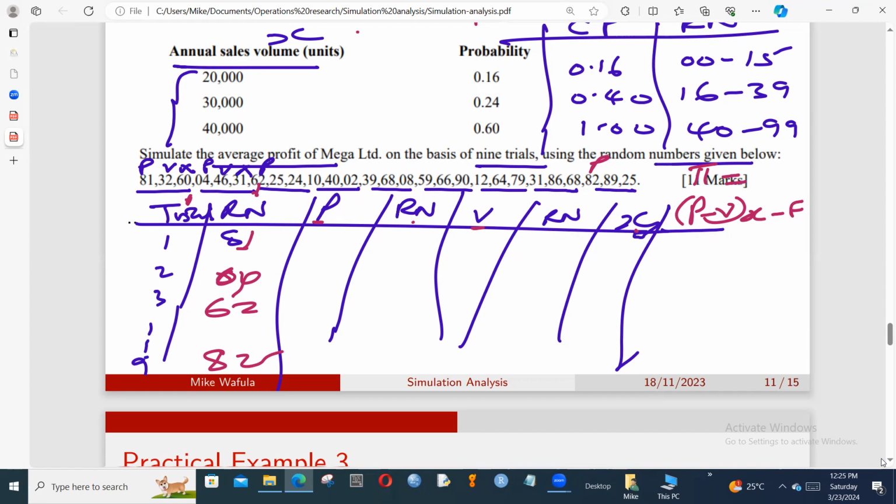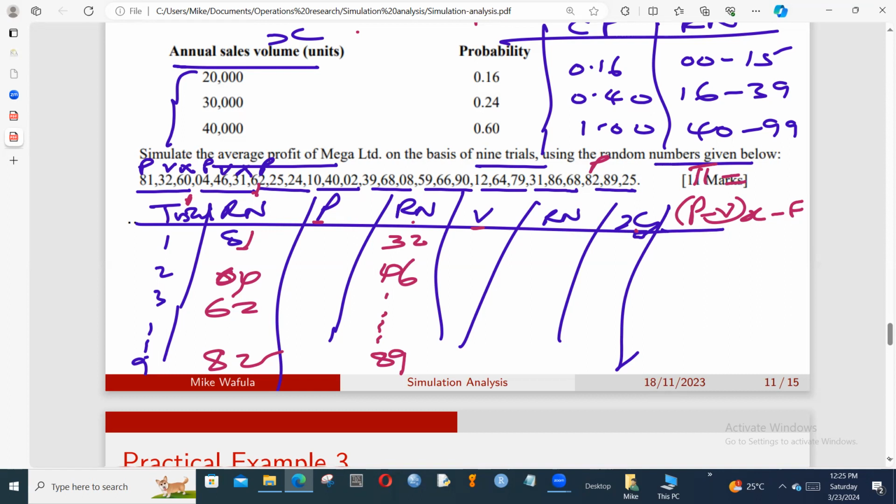Now we can leave this column for price on hold so that we also fill the random numbers for the variable cost. For the variable cost, you're beginning with the random number 32. The next one being 46. This one should go all the way to the last one, which should be 89, right? Yes, thank you.